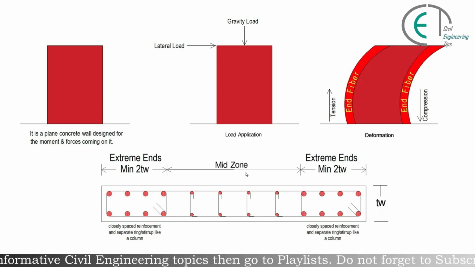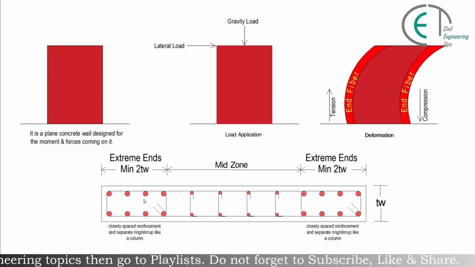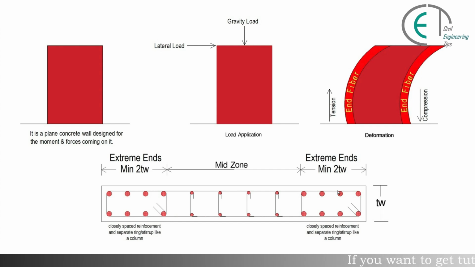In this figure, we can see the rebar placement of a shear wall. These two ends are extreme ends, and here the reinforcement is special. We see closely spaced reinforcement and separate ring stirrups like a column. But in the mid zone, the reinforcement pattern is normal. These stiffer zones are called boundary elements.